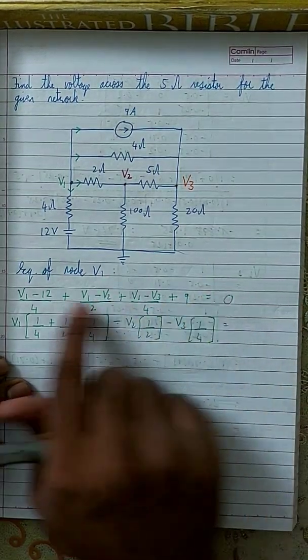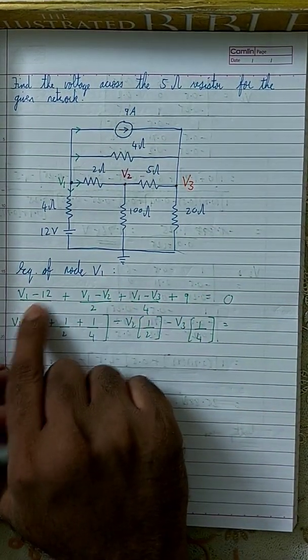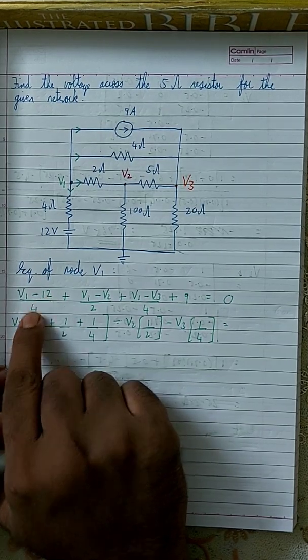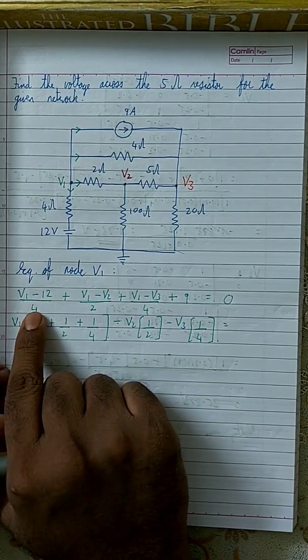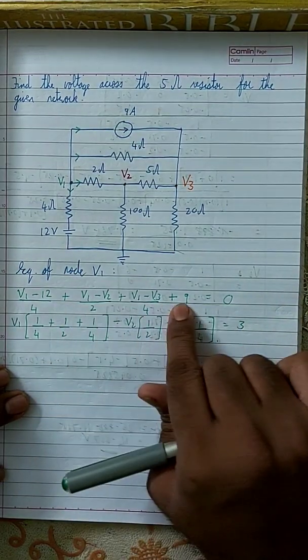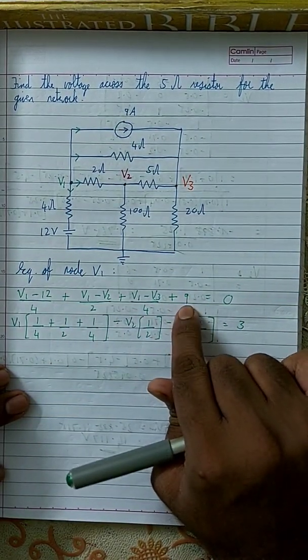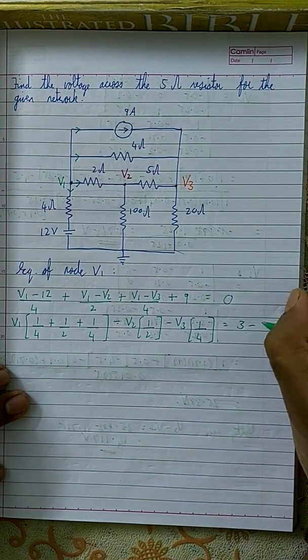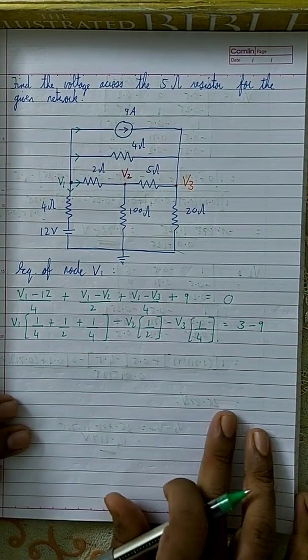What are the remaining constants? There's one constant over here, minus 12 by 4. Minus 12 by 4 is minus 3, which means this will become plus 3. And then the other is over here, 9, which will become plus 9 on this side, so it becomes minus 9. So 3 minus 9. This is the equation.